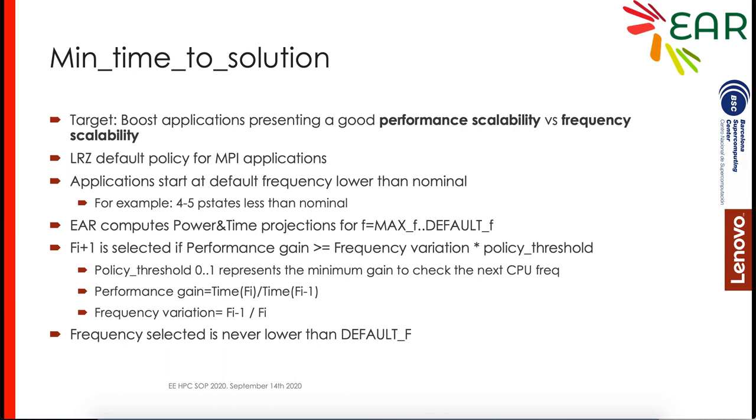The policy accepts what we call a policy threshold, which reflects the minimum gain required to check the next CPU frequency, and the next one, and so on. We check from the default frequency, which is lower than the nominal, typically 4 to 5 P-states less, up to the maximum. For instance, in the paper we executed our applications in a system where the maximum frequency is 2.4 gigahertz, and we selected a default frequency of 2.0 gigahertz.